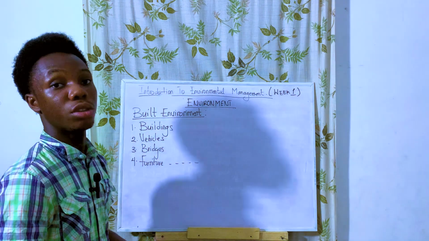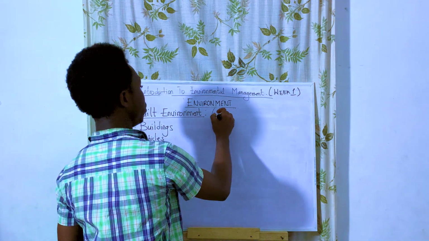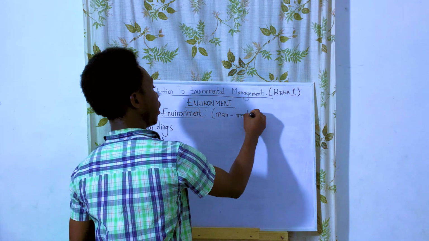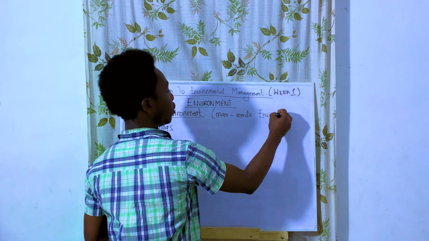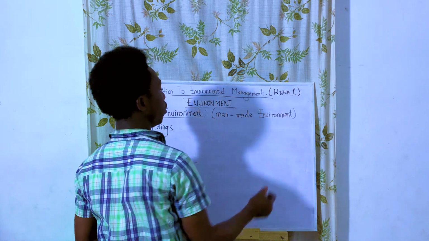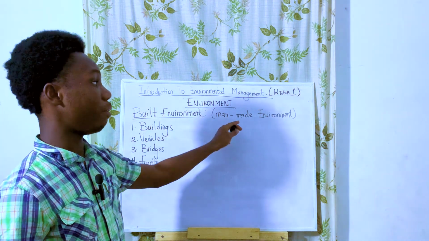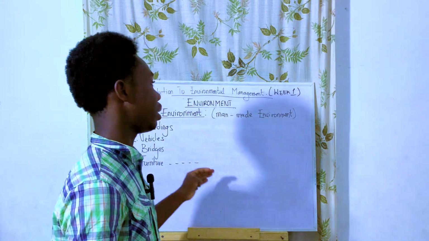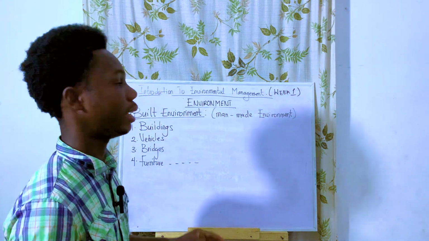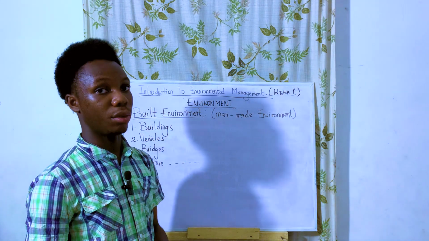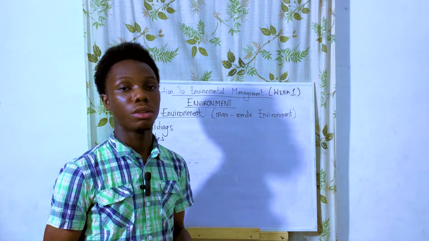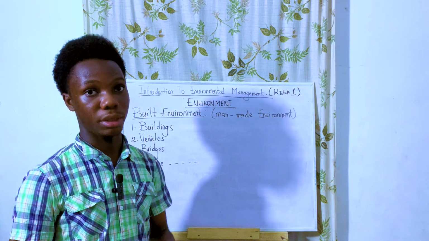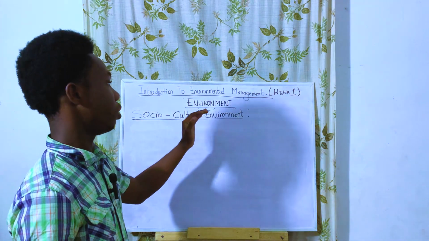and so on. So the built environment is also known as the man-made environment. So don't be confused when they ask you for another name for the built environment, that is man-made environment. So anything in the environment that is built by human or man is built environment. Okay, so let's move to the social cultural environment.